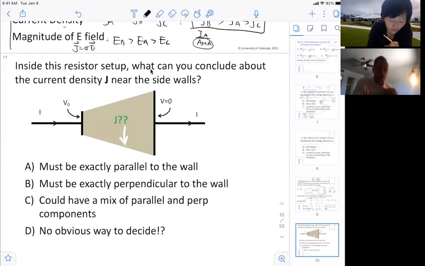So where do you think? How do you draw the J within? So for example, do you draw this direction? Or how do you draw it? A weird direction? Some other possibilities? So this is asking what J looks like close to the walls of the resistor.